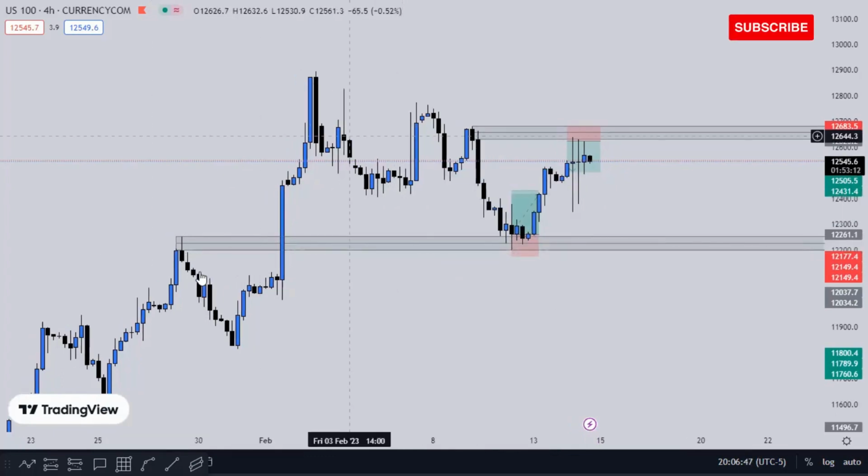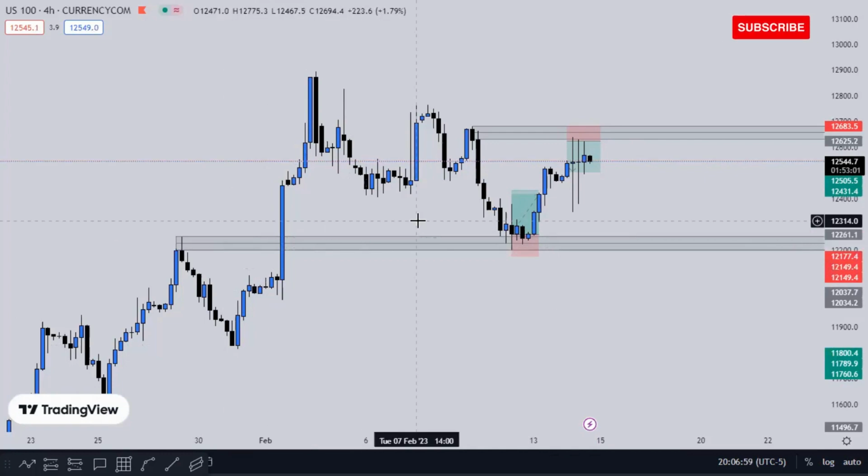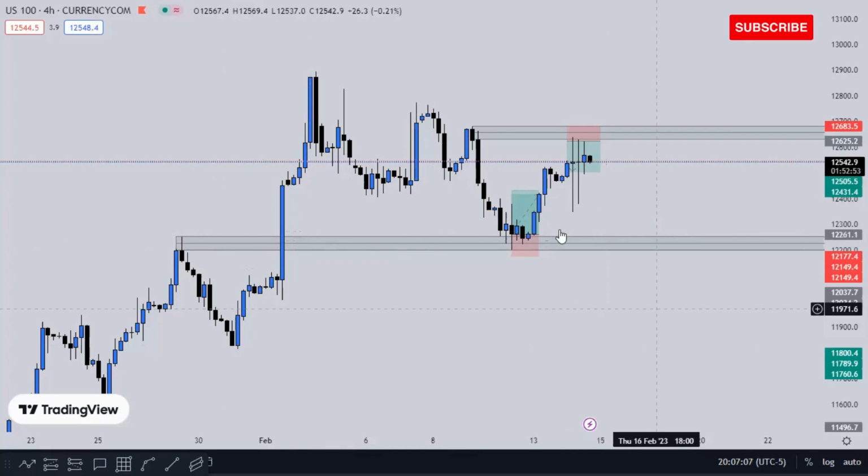Now, why did I draw this level? This level was formed in the market, then the market broke it impulsively and it hasn't returned to it yet. The best time to trade these levels is the first time. The first opportunity, the first try, is always the best try. The second try might just come and do something and break. But the first try is good.